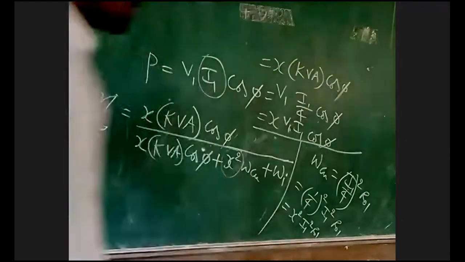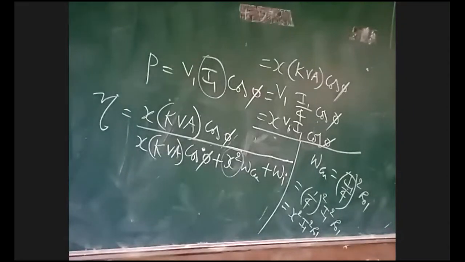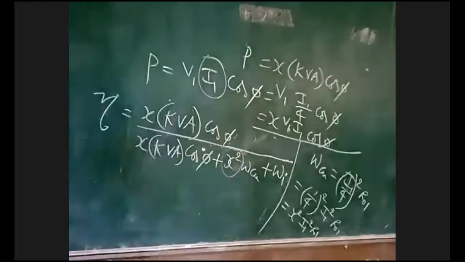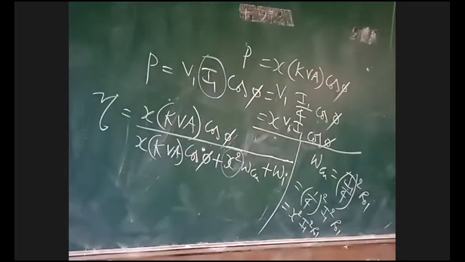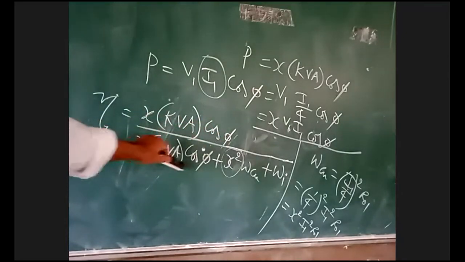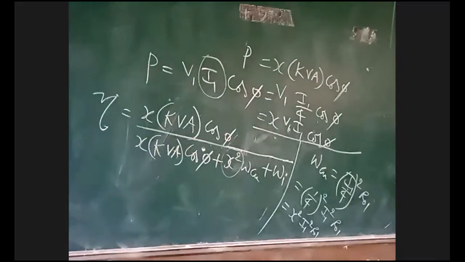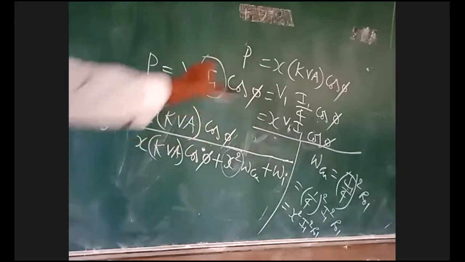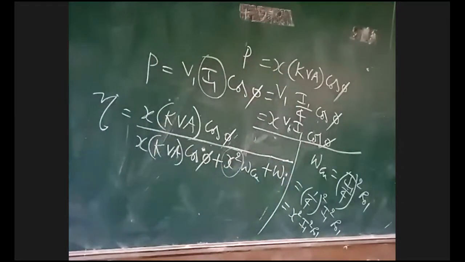Power P is equal to VI cos phi. The formula for S is VI, the unit of S is volt ampere, kVA. So P is X kVA cos phi. That's why efficiency is X kVA cos phi divided by X kVA cos phi plus X square WCU plus WI. This formula is sufficient; all this explanation is not necessary for you, only the formula is needed. Remember this formula: eta is equal to X kVA cos phi by X kVA cos phi plus X square WCU plus WI. If you know this formula, you can solve any type of efficiency problem.